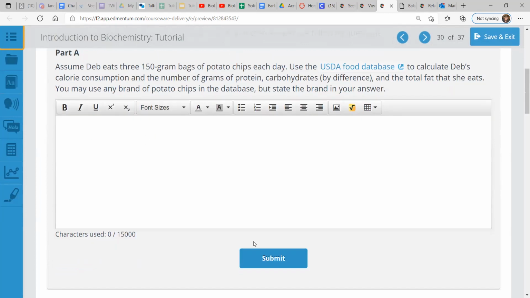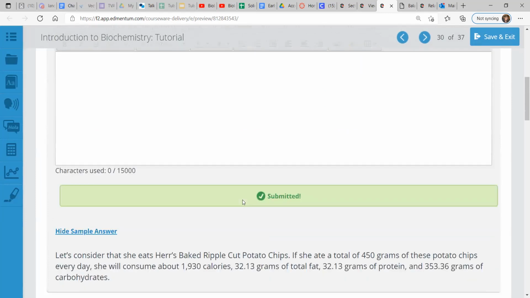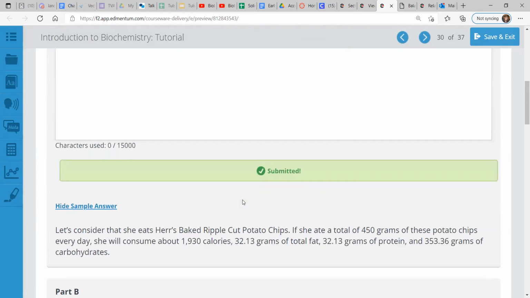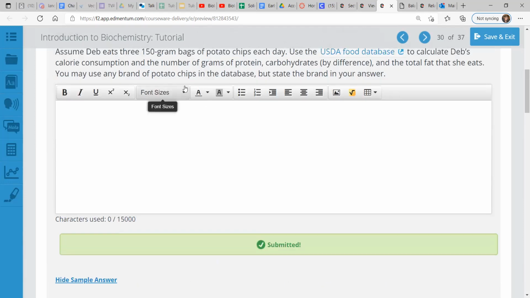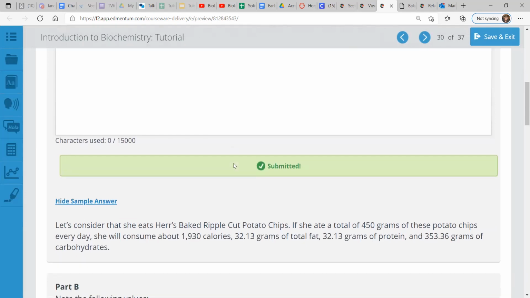So I'll show you what they say. So they picked Ayer's baked ripple cut potato chips. If she ate a total of 450 grams, that's 150 grams times 3, of these potato chips every day, she will consume about 1,930 calories. And that calculates to 32 grams of total fat.